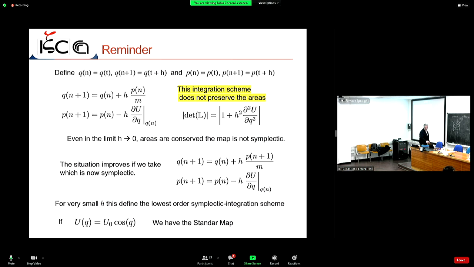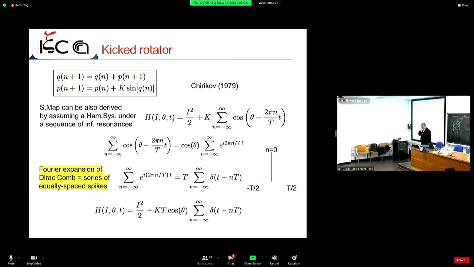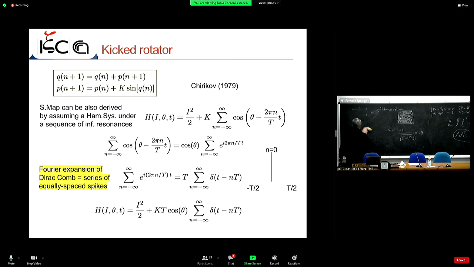the Chirikov map, or standard map. I can finish with the standard map, hopefully. Chirikov, the Russian mathematician who first introduced this one. Chirikov map.